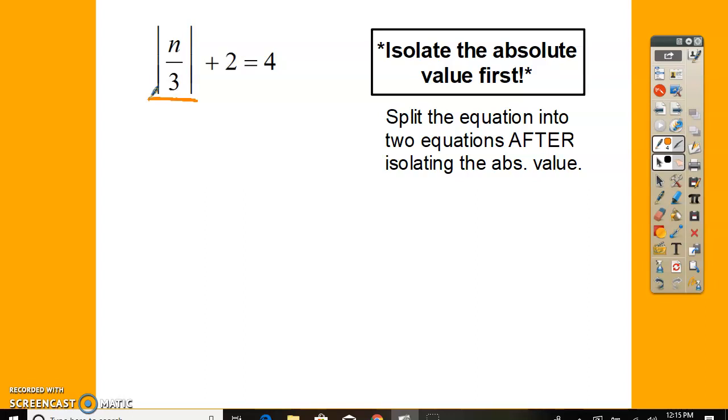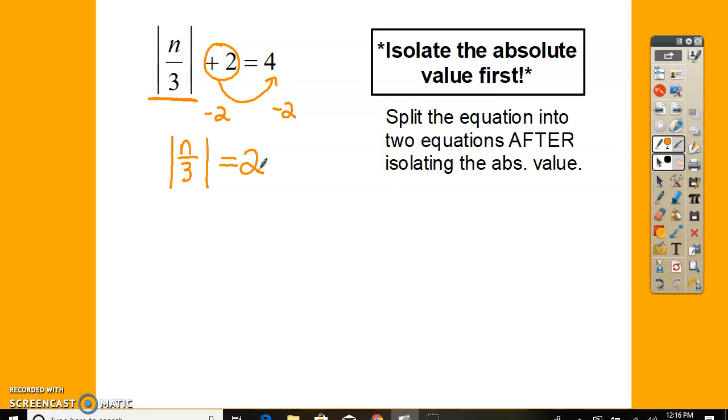So in order to get that by itself, this plus 2 needs to move to the other side. So, like we've done before, it's a positive 2. In order to move that, I'm going to subtract 2 to the other side. I then still have my absolute value of n divided by 3. Now, 4 minus 2 gives us a positive 2. Now that the absolute value is by itself, now I can split this into two equations.